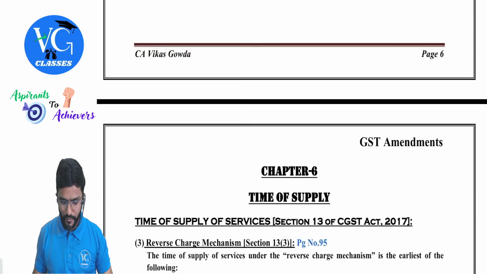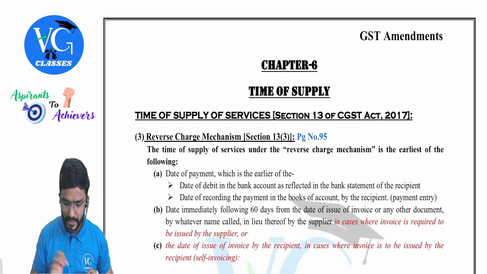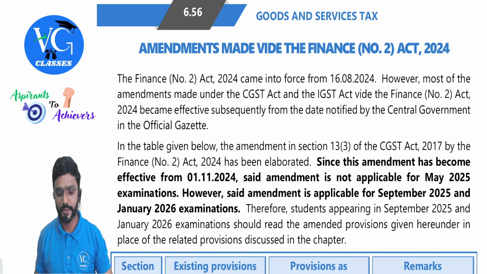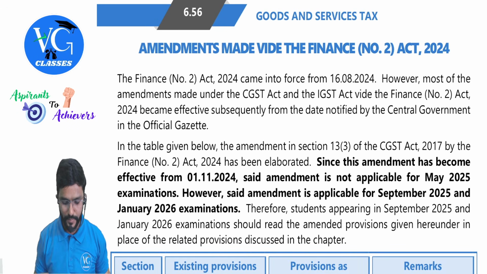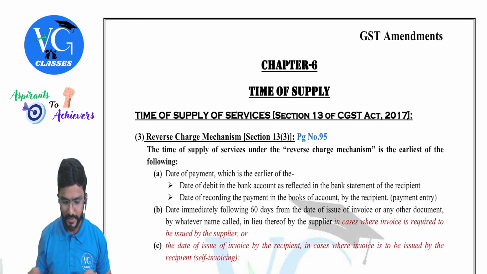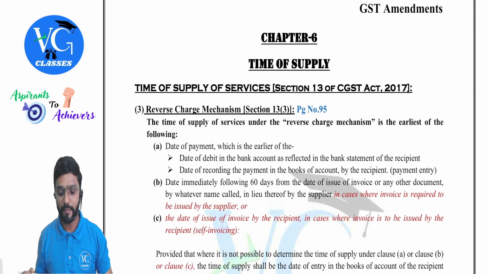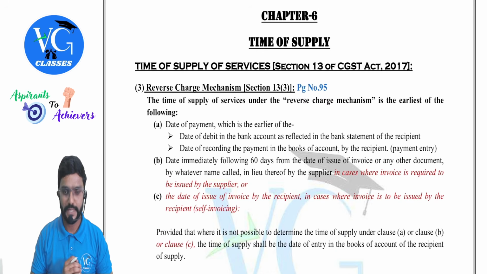Fine. So chapter 4 is done. Next is chapter 6, guys. We will see time of supply. One of the important amendments, guys. Time of supply. What is it, sir?